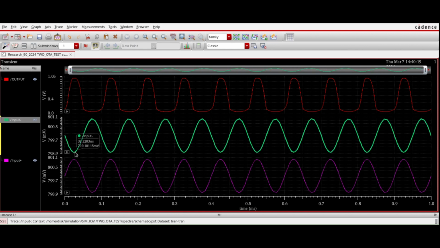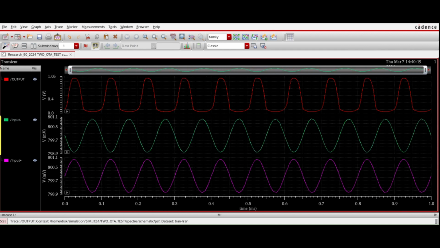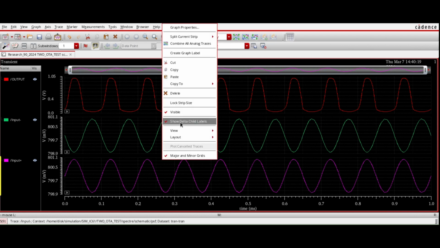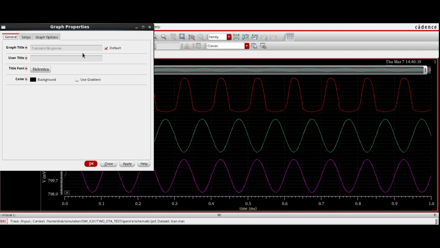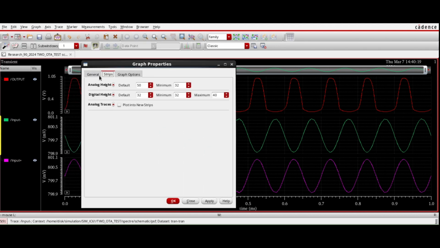You can see here those differential signals are 180 degrees apart from each other. Here the phase shift is 180 degrees. By the way, this is the output, and the output is also a sinusoidal wave. By the way, if you are interested in finding the gain from the transient analysis, you can get the gain from here. So how to get the gain? Let's set the graph properties first.